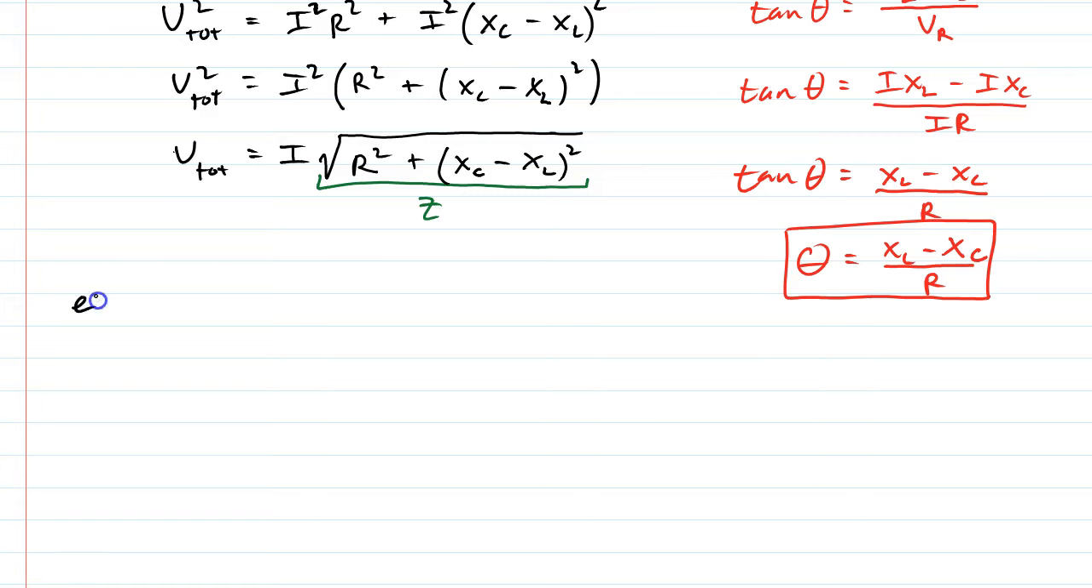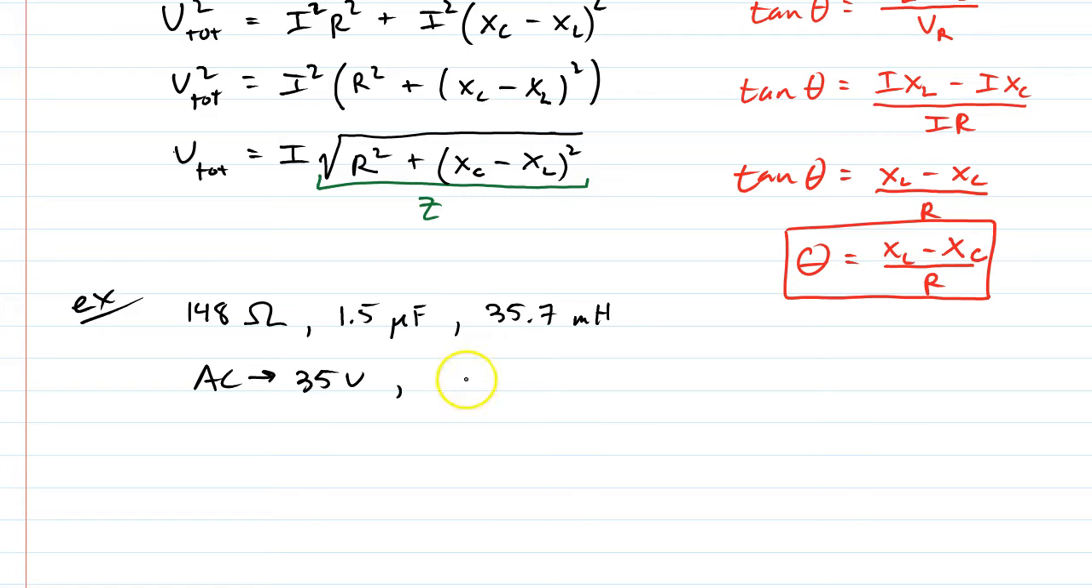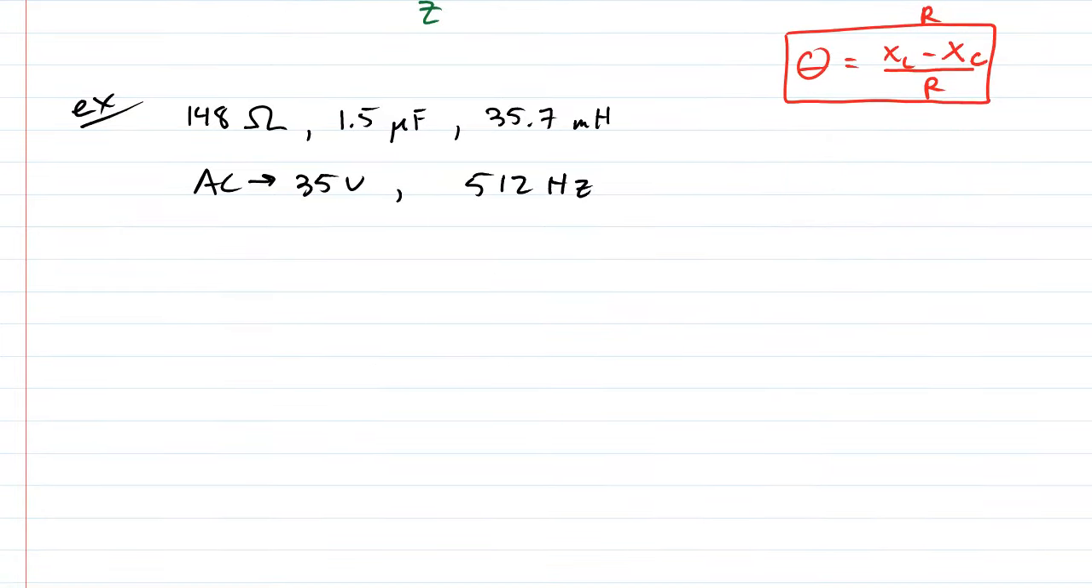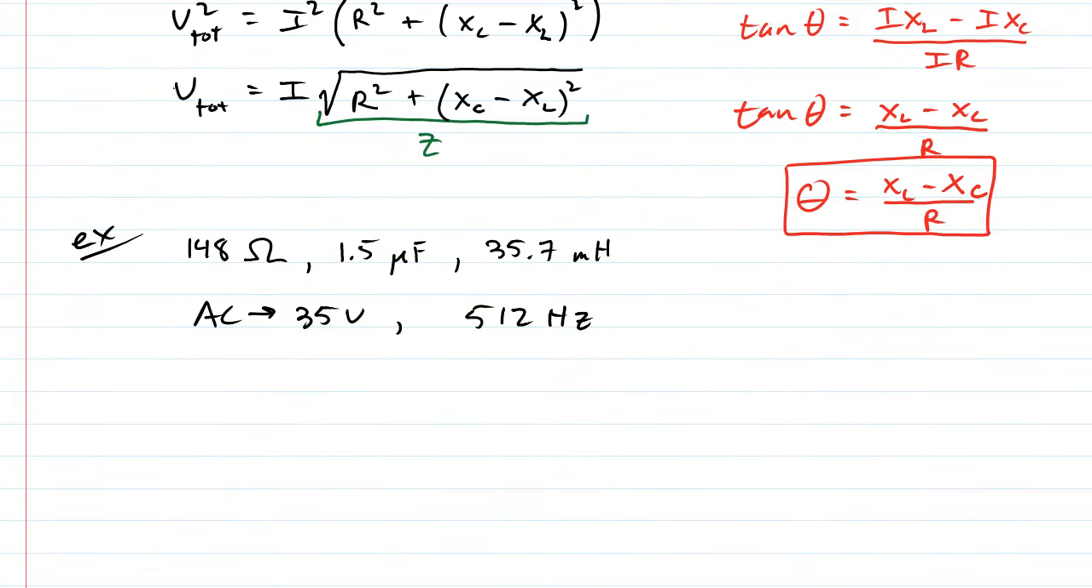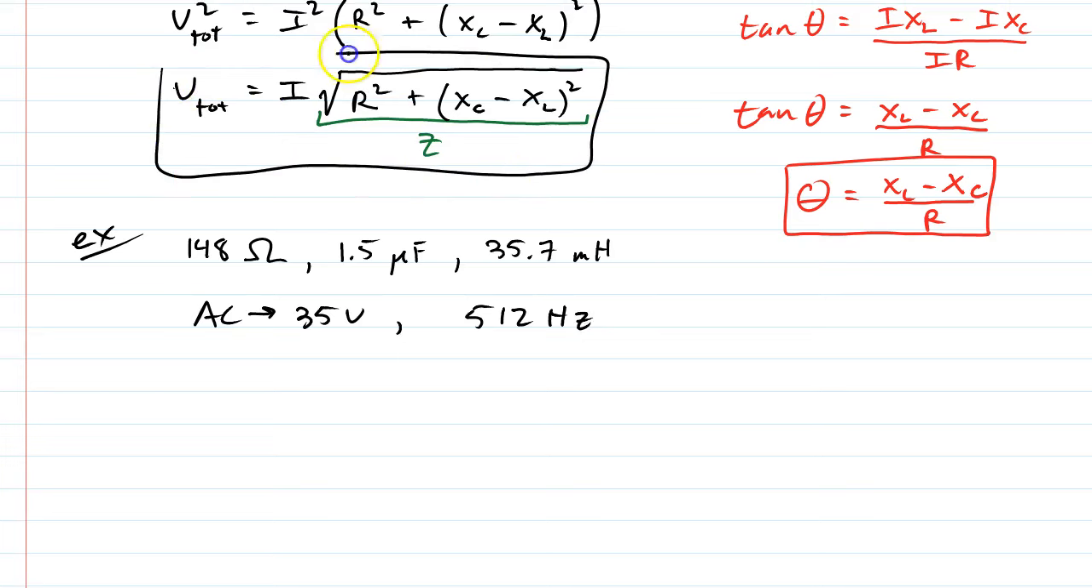So let's do an example here where we actually use some numbers. Alright, so example. We have a lot of numbers to plug in here. Let's say we had a 448 ohm resistor. We had a 1.5 microfarad capacitor, and then we had a 35.7 millihenry inductor. We plug this all into an AC circuit. It has 35 volts, and then the frequency is 512 hertz.